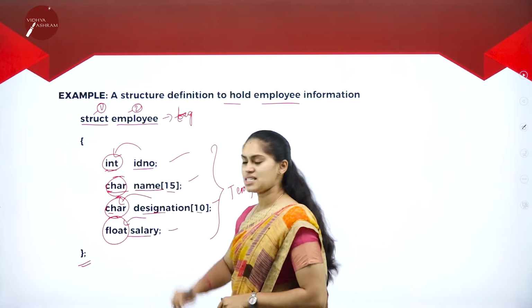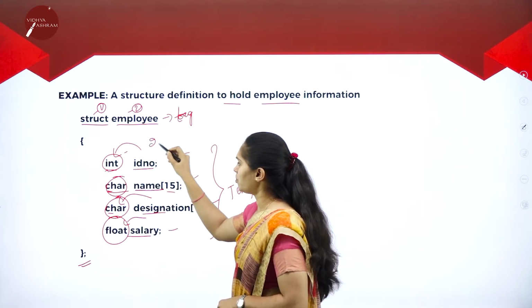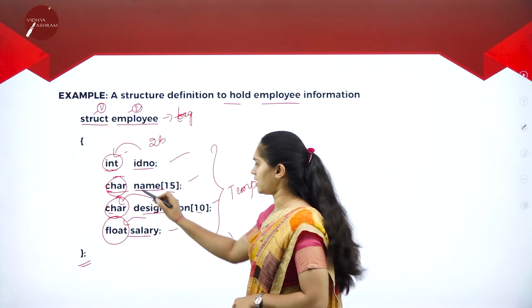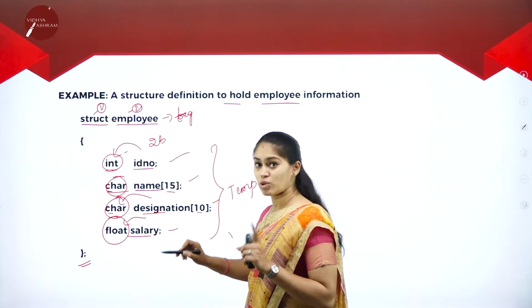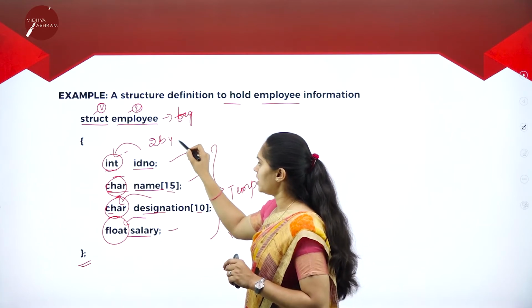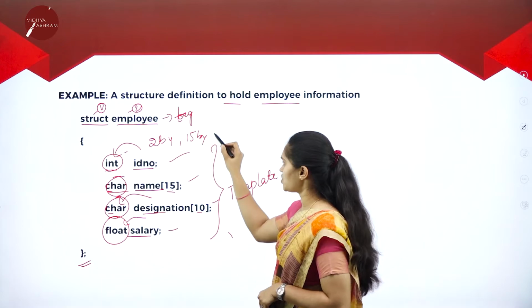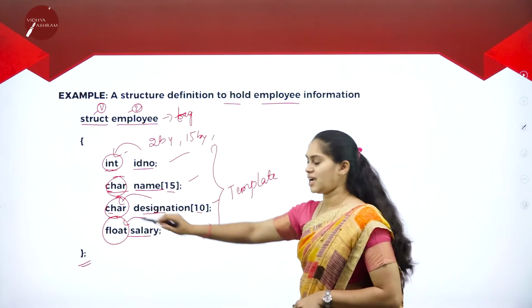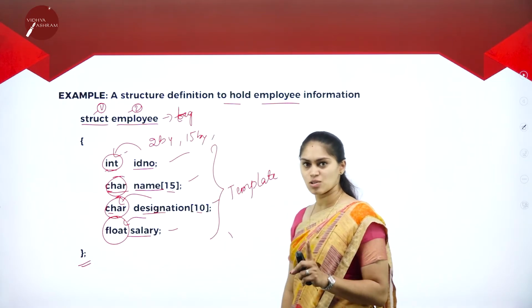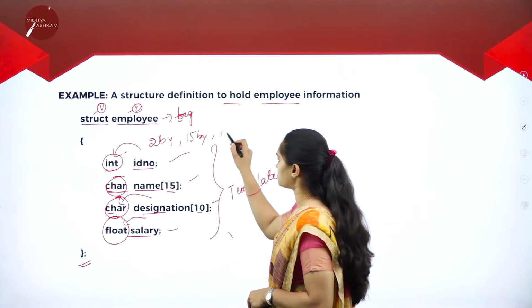Here, when I am using this ID number of type int, 2 bytes of memory are going to be allocated, and for char 1 byte. But what is the size? I am taking 15, so 15 into 1, it is going to take 15 bytes. And for this designation, 1 into 10. The char data value has a size of 1 byte and the size is 10, so 10 bytes.